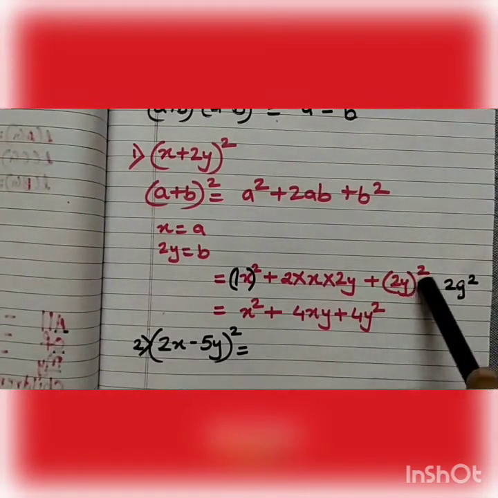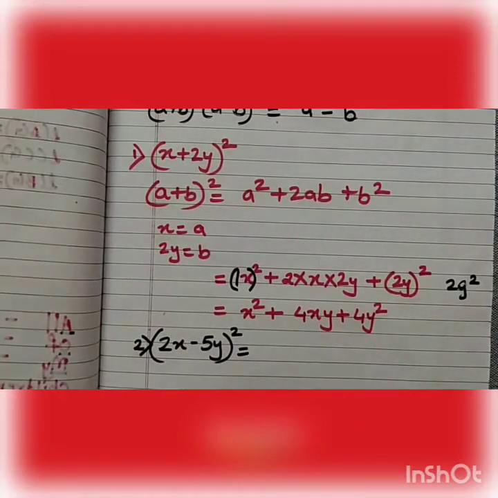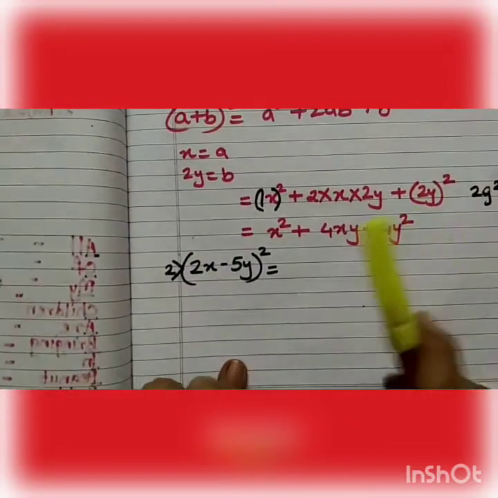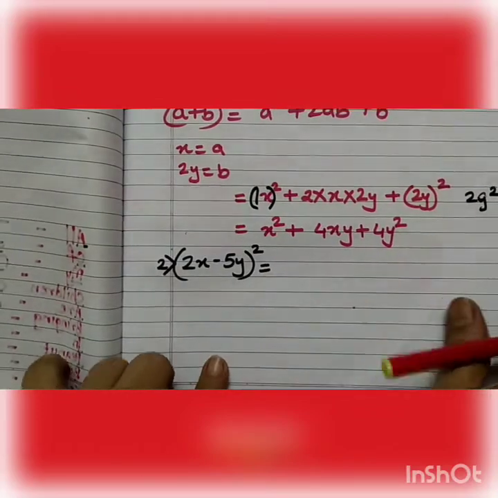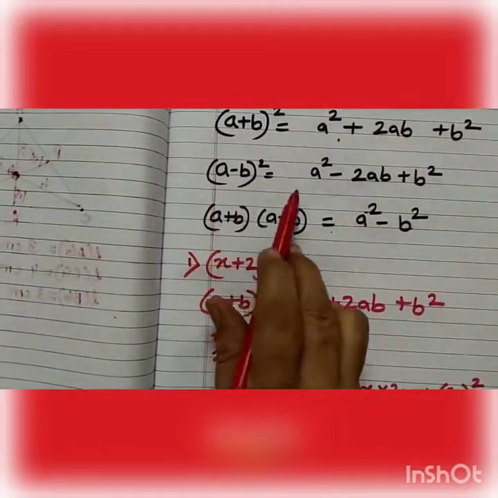So you always put a bracket. Now this sum we will solve. We will solve this sum and see. Now again, which formula should I use here? I will be using this formula, a minus b whole square.